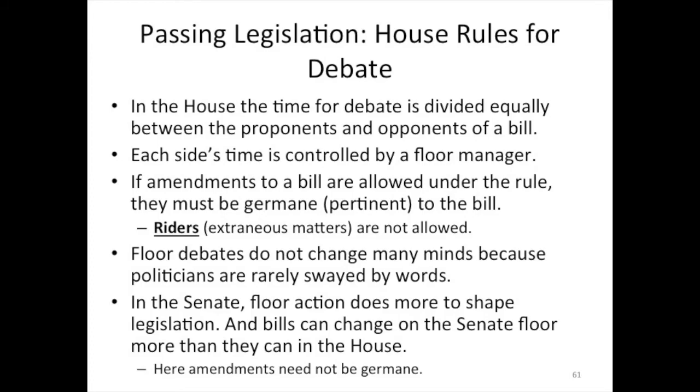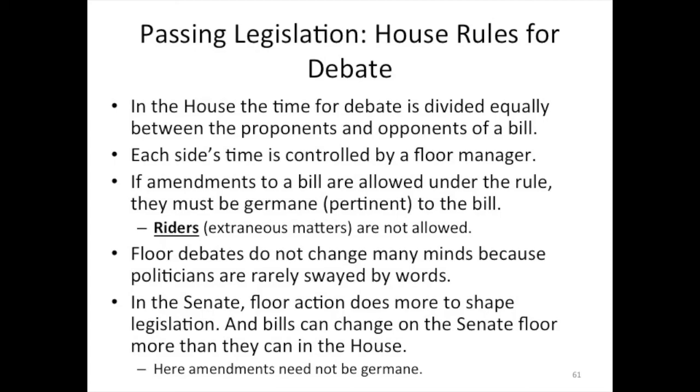In the House, the time for debate is divided equally between the proponents and opponents of a bill. Each side's time is controlled by a floor manager. And if amendments to a bill are allowed under the rule, they must be germane or pertinent to the bill. Riders, which are extraneous matters that congressmen try to bring to a bill, are not allowed. And time is usually restricted in this scenario to about 5 minutes on each side.